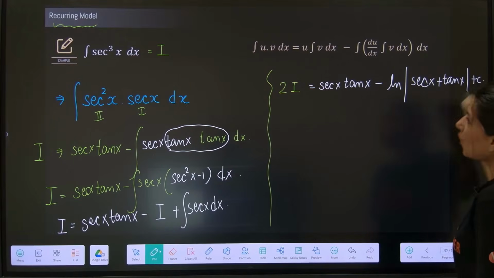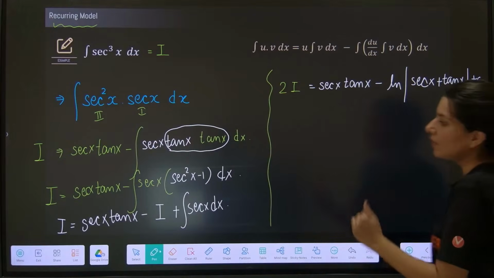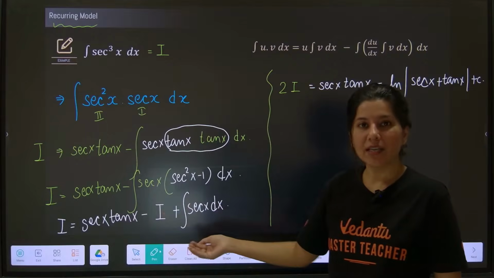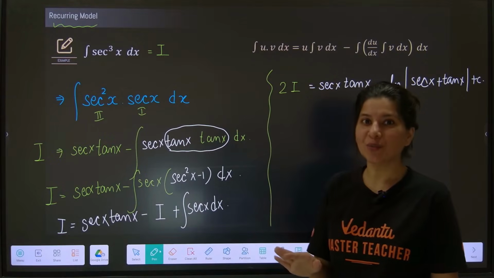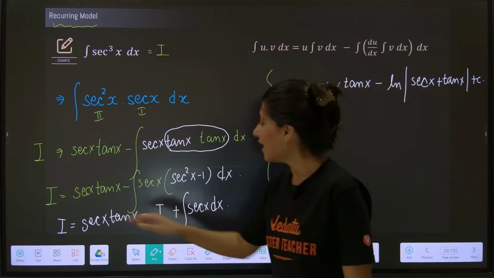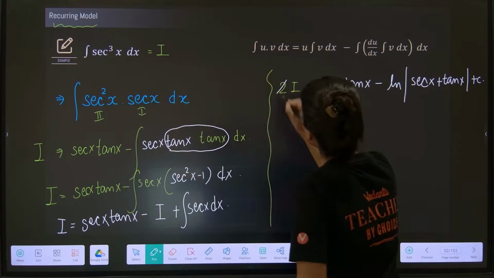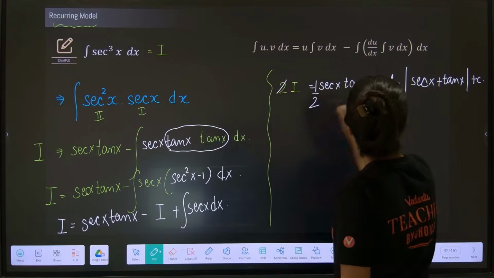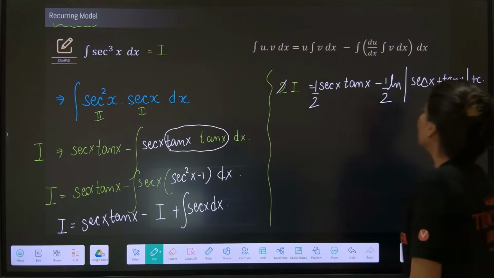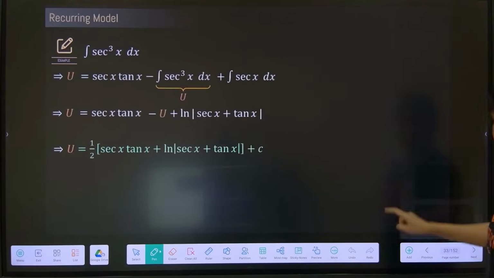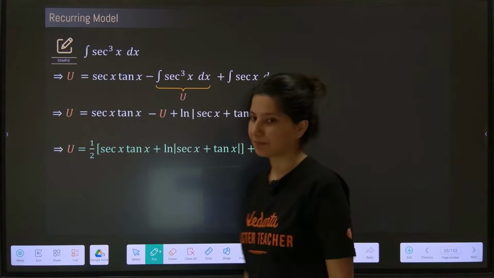So this is what we call a recurring model. Recurring model means that you start something and in between you get the same integration. That's good news. That's not bad news. You write it I and you get it. So that's why in the beginning only I assumed it as I. So please do not forget the last step because 1/2 should be there. Okay. So this is how it is. See, this is the answer.